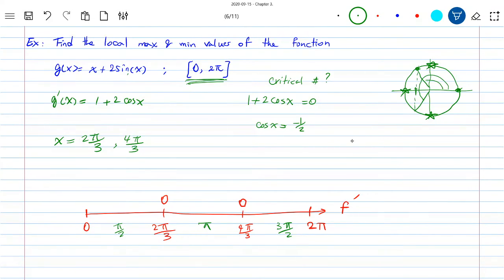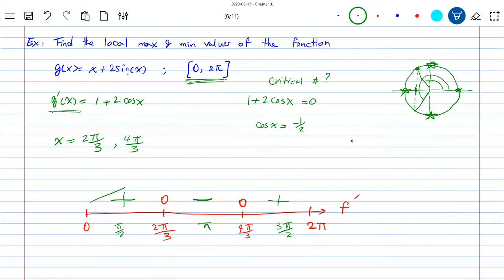Replace these test points into the derivative function, into g prime. If you replace pi half, 1 plus 2 cosine of pi half is 0, so you'll get 1. That means the derivative is positive. If you replace pi, you'll get negative 1, so the derivative is negative. And if you replace 3 pi half, you'll get a positive number again. It's the sign that matters, not the value.